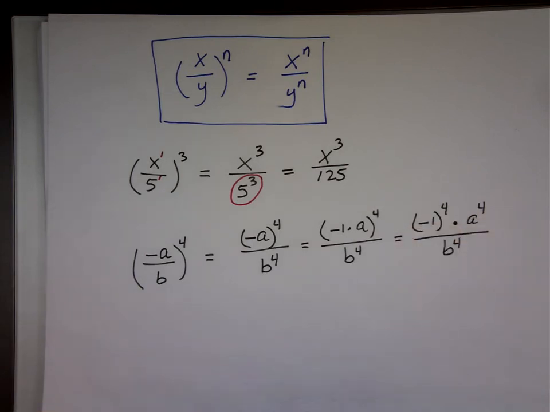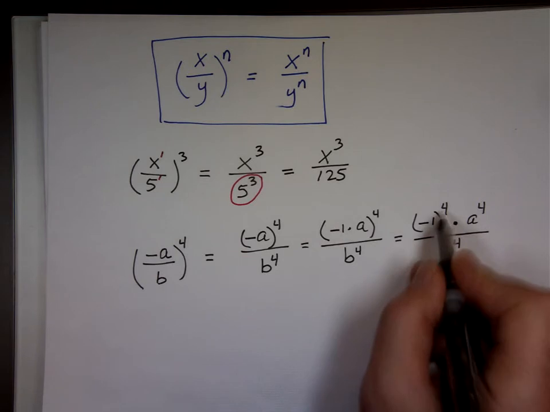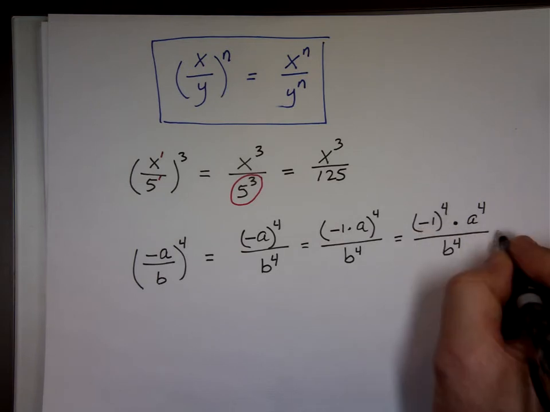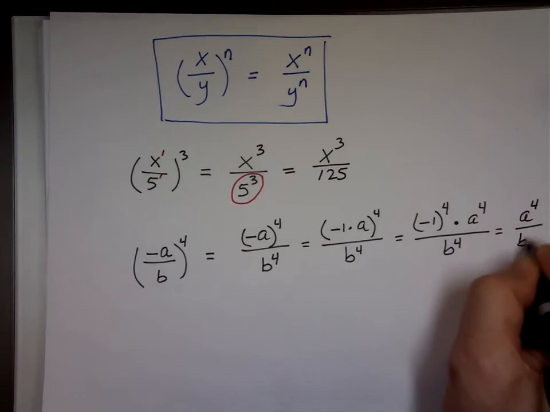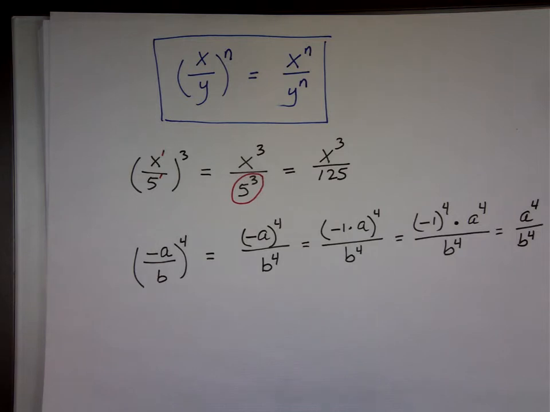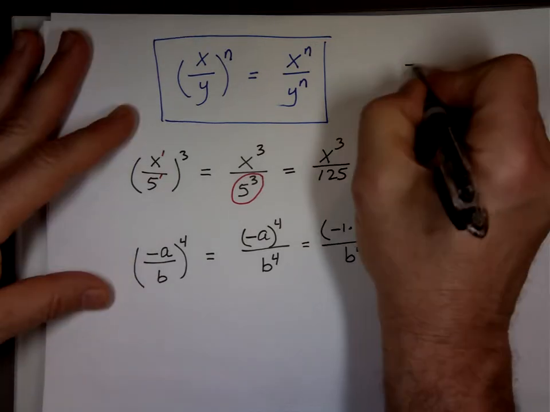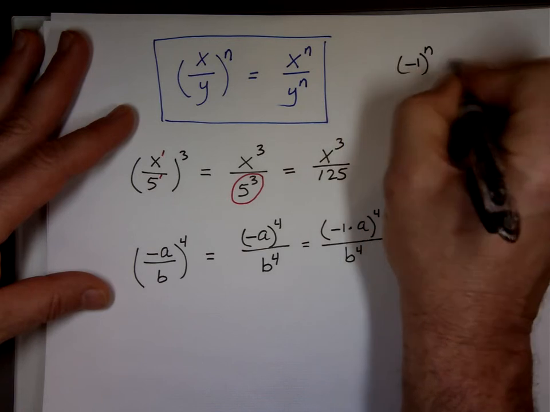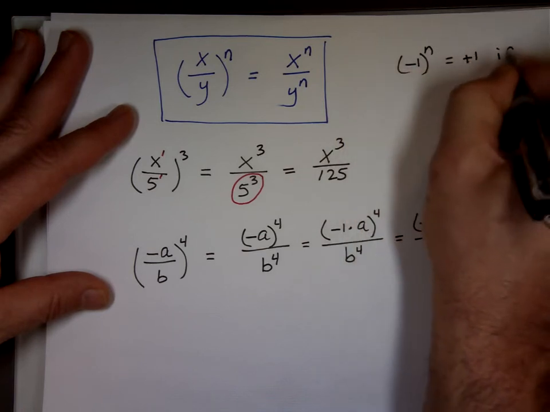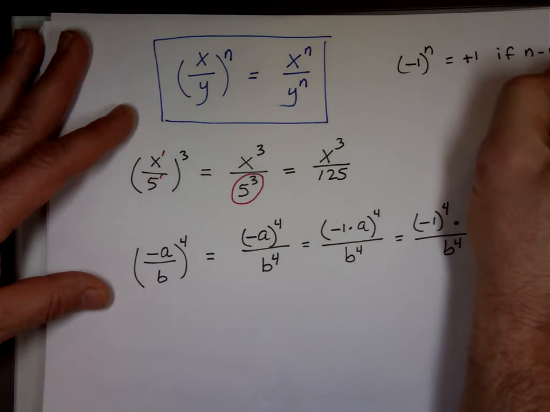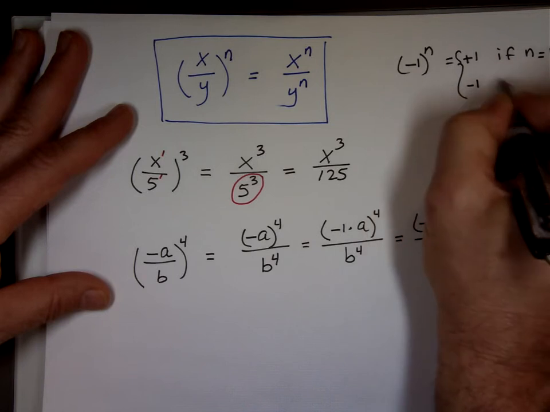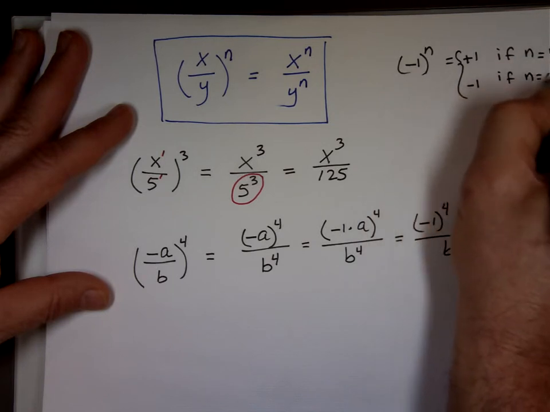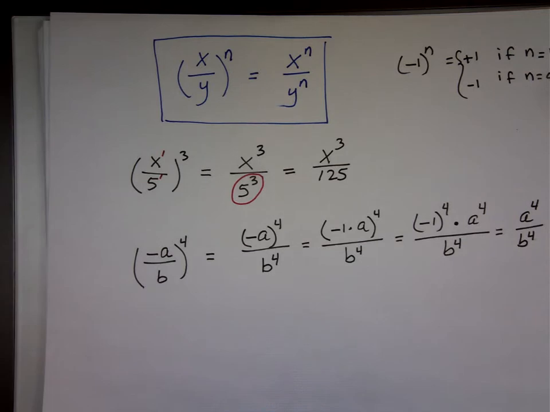So 4 is an even number, so the minus becomes a plus. So that's a 1. You don't need the 1 now. A to the 4th over b to the 4th. So minus 1 to the n power is going to be plus 1 if n is even. It's going to equal minus 1 if n is odd.